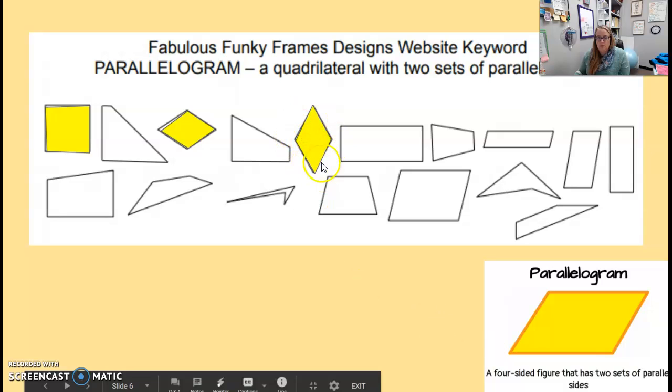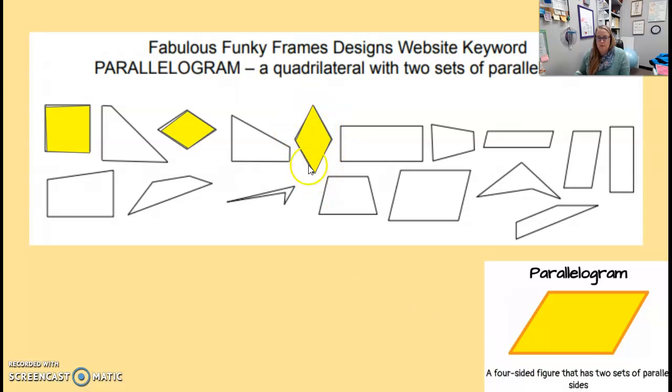Yeah, this one and this one are parallel. This one and this one are parallel. So since their opposite sides are parallel, that means it's a parallelogram. What do you think the next one's going to be?